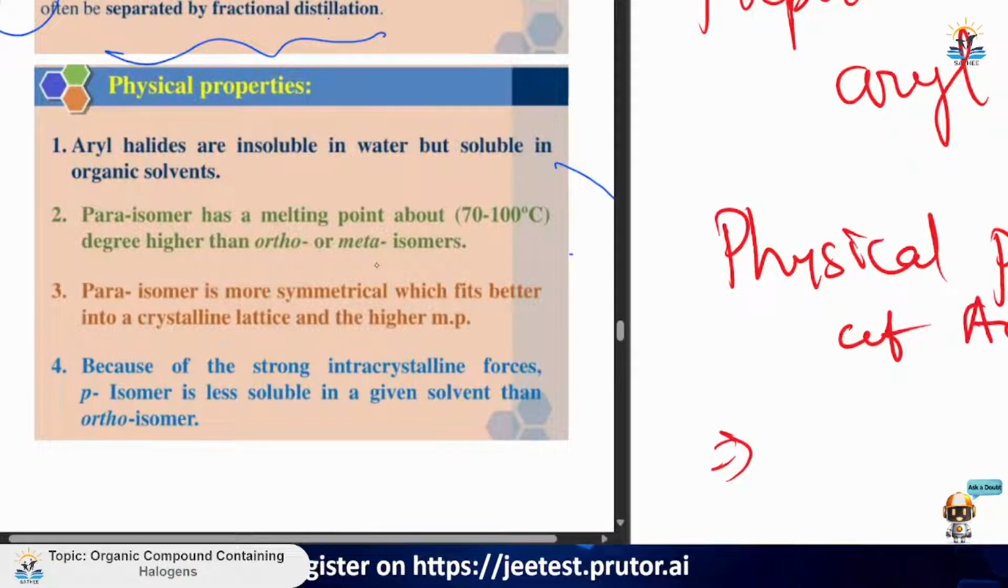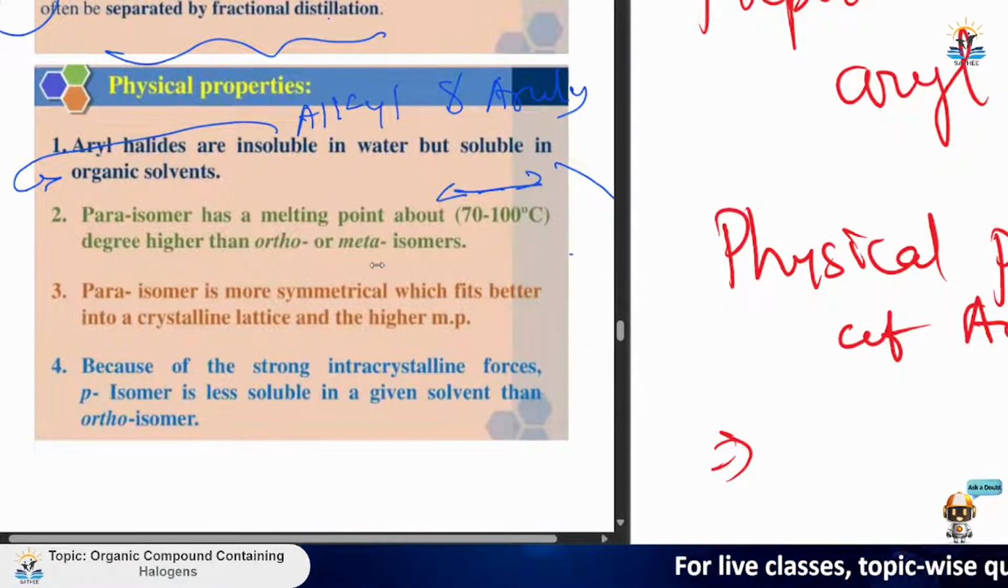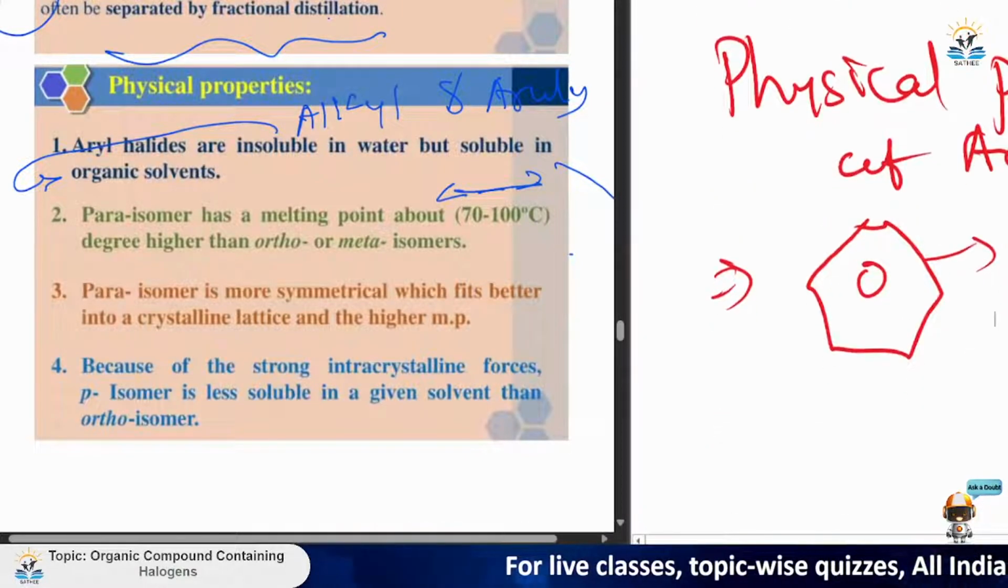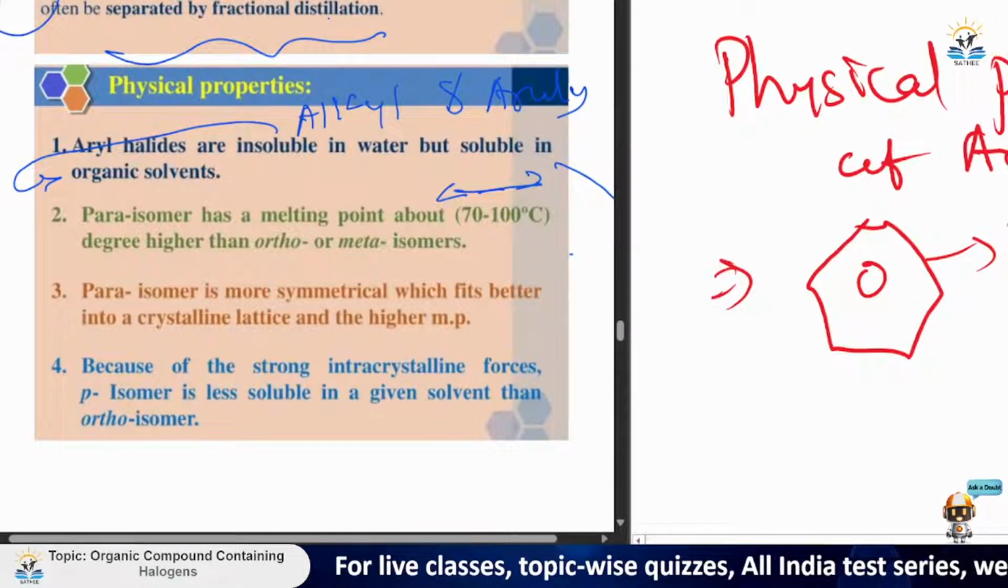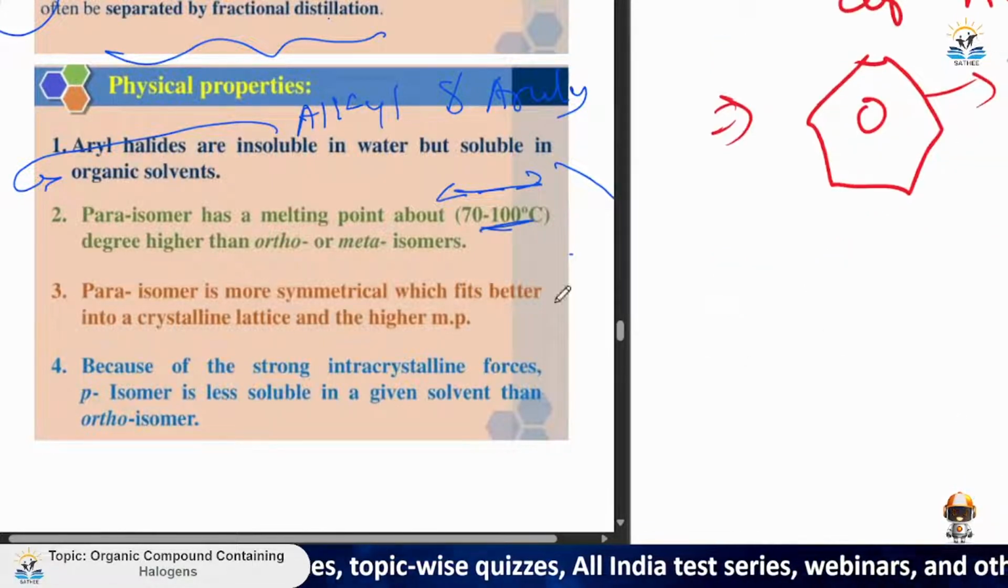Talking about alkyl halides also, they are insoluble in water but soluble in organic solvents. Alkyl and aryl show this first property. Now, the para isomer has a melting point of about 70 to 100 degrees Celsius. If we have a compound and we connect this X, this one is the X, so this is the para product. It will have a melting point of about 70 to 100 degrees Celsius.